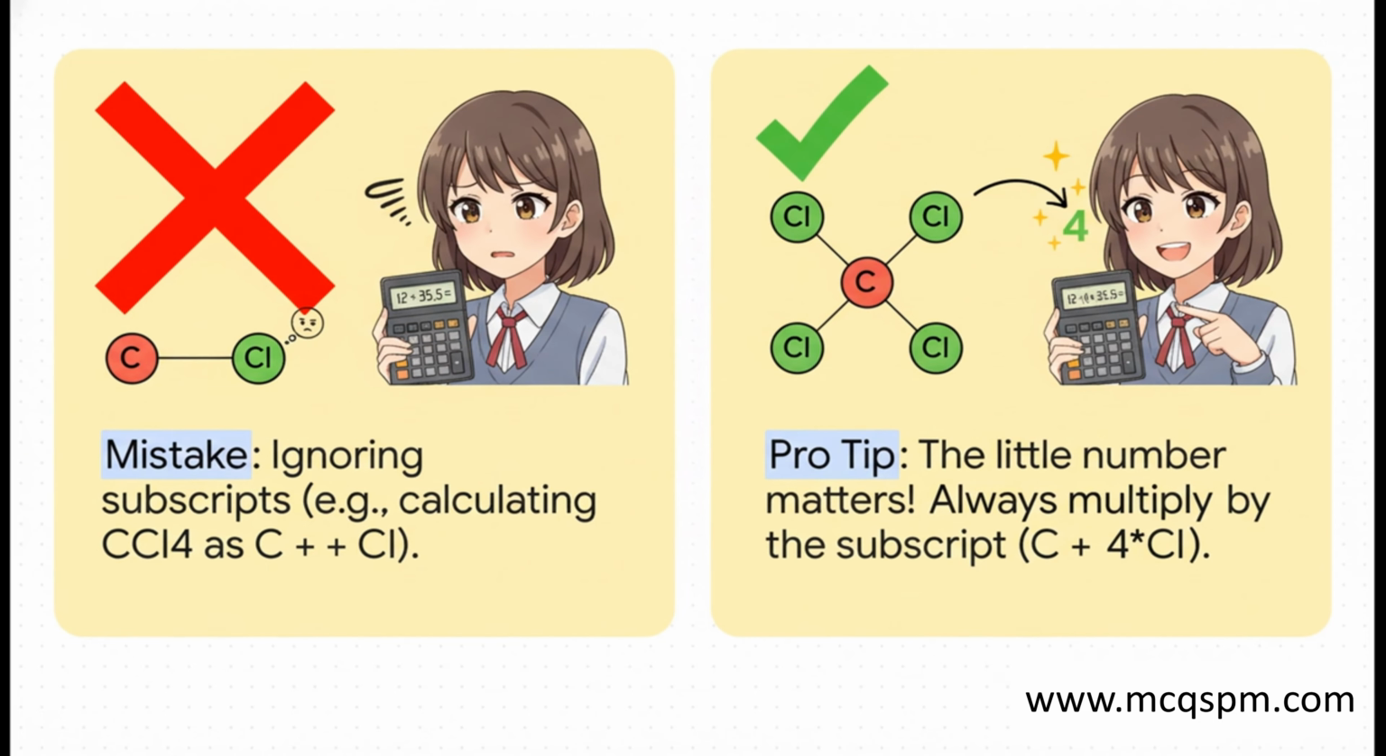Next up, another classic mistake, ignoring those tiny little subscripts. It's so easy to look at something like CCl4 and just add the mass of carbon and chlorine. But that little 4 is screaming at you. It means there are 4 chlorine atoms. You absolutely have to multiply the mass of chlorine by 4. That tiny number changes everything.